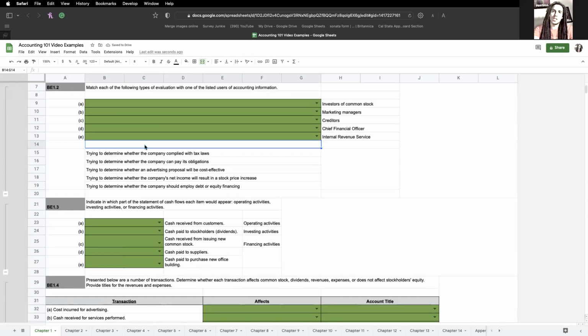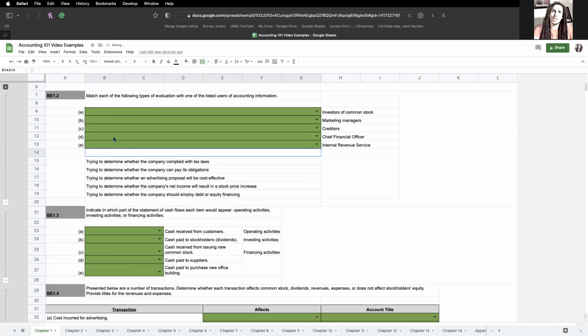Match each of the following types of evaluation with one of the listed users of accounting information. And real quick, I'm going to get rid of this. Boom.